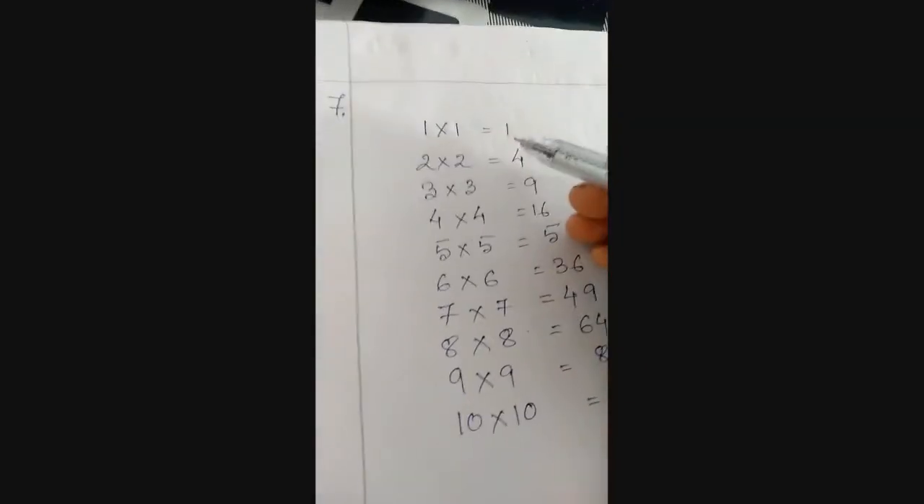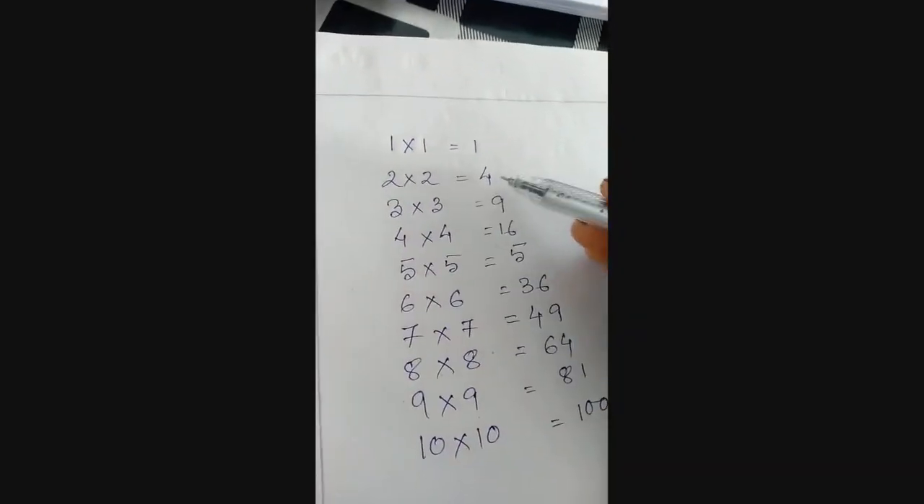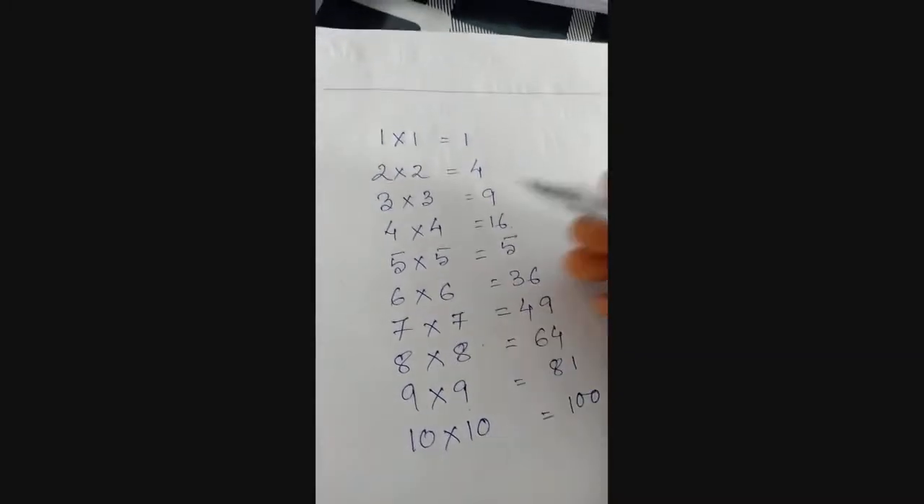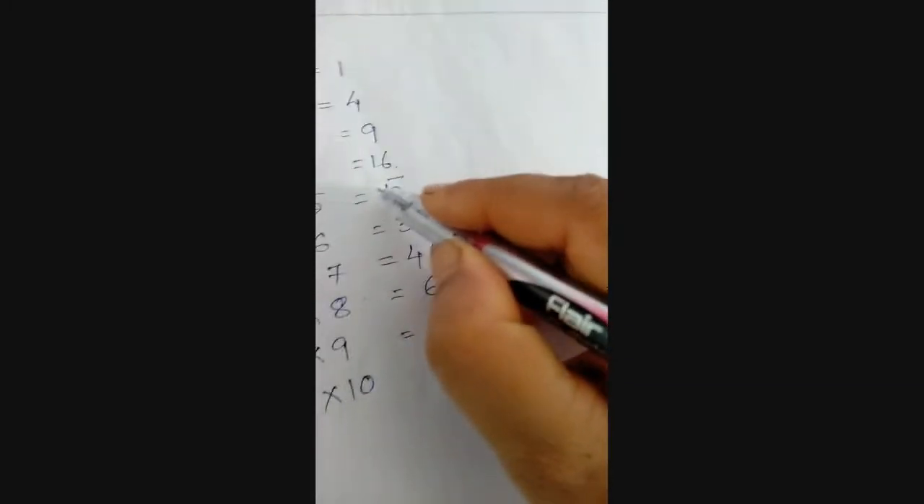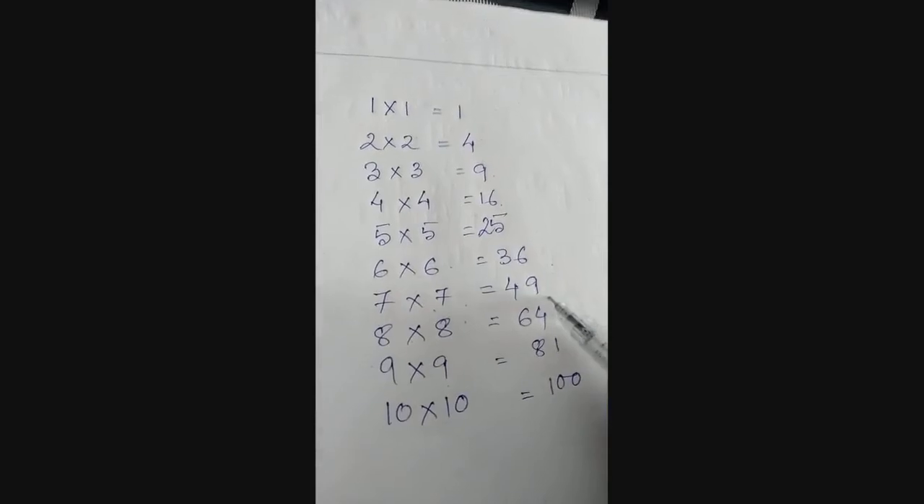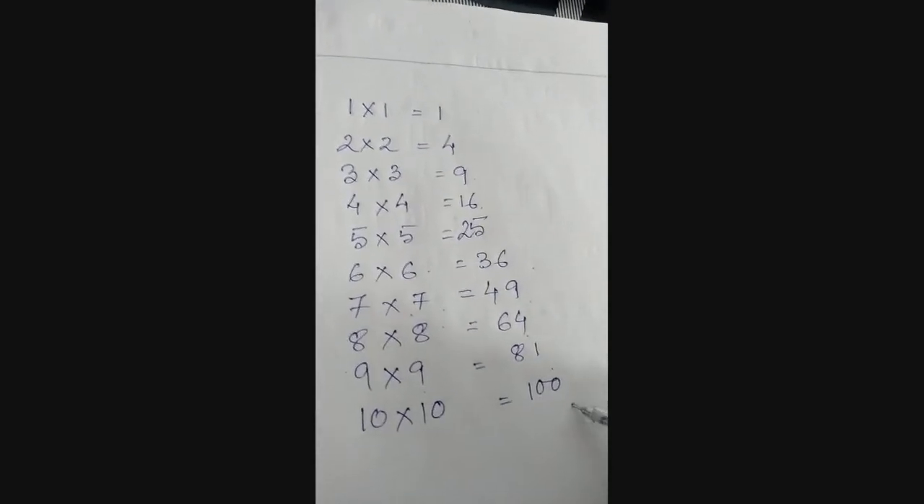Two same natural numbers, if you multiply, say the last digit is 1. 1 into 1, we are getting 1. 2 into 2, we are getting 4. 3 into 3, 9. 4 into 4 is 16. 5 into 5, so it is 25. 6 into 6 is 36. 7 into 7, 49. 64, 81, 100.